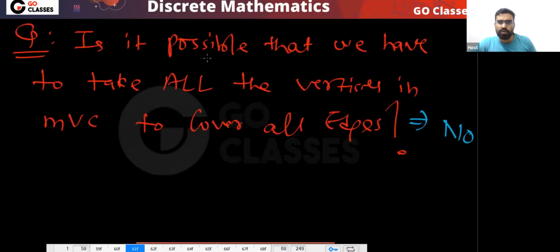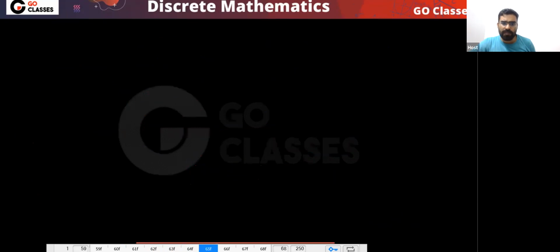So tell me, is it possible that all the vertices are in the vertex cover? What about the complete graph? What about this complete graph Kn? What is the vertex cover for the complete graph?